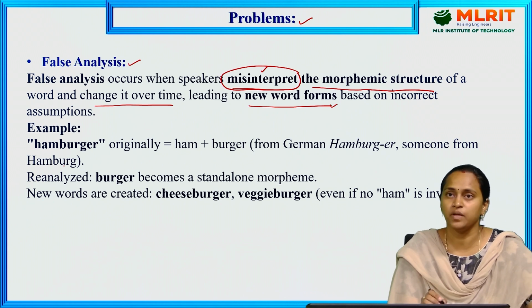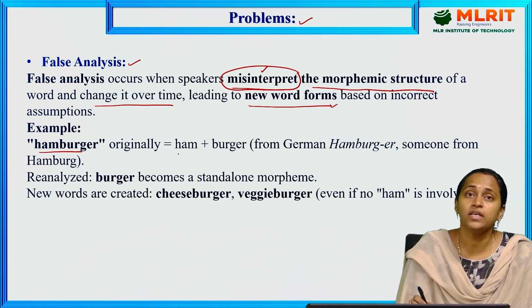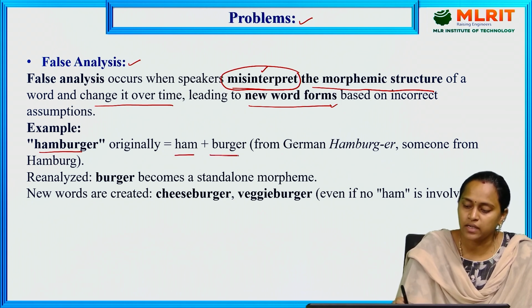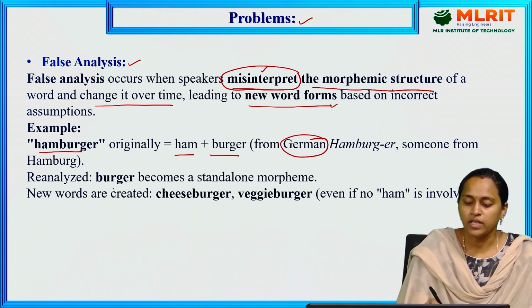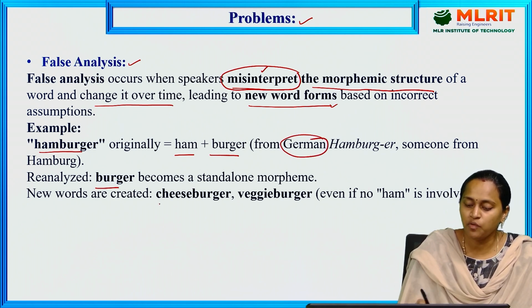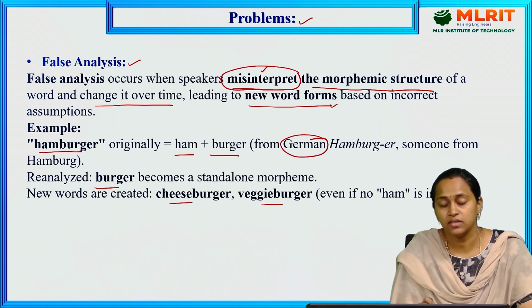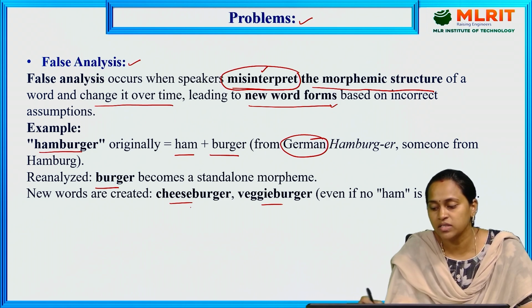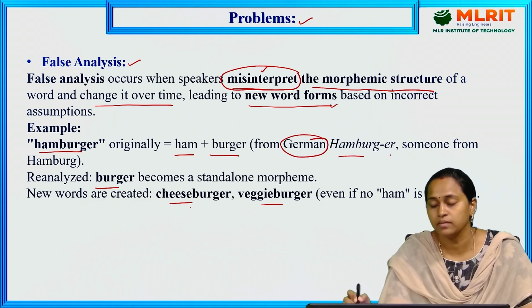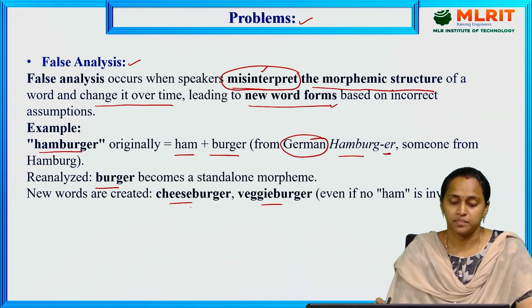Take the example hamburger. Hamburger, originally, how are we dividing it? Ham plus burger. Hamburger is a German word. We are calling burger a standalone morpheme. New words are cheeseburger, veggie burger. Like that we are getting them from the database. But the actual word is from the origin, that is the German place name, Hamburg. That means hamburger. Okay, this is the meaning of the example.